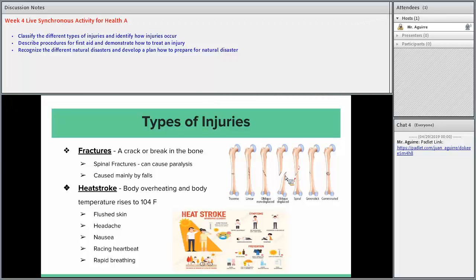And then you've got a comminuted fracture. The bone breaks into several pieces. I don't know how that one gets treated. Now with fractures, you gotta call 911. You gotta be careful with that.